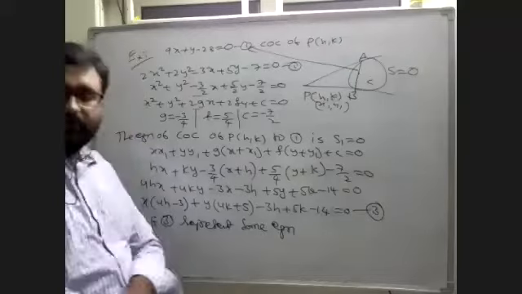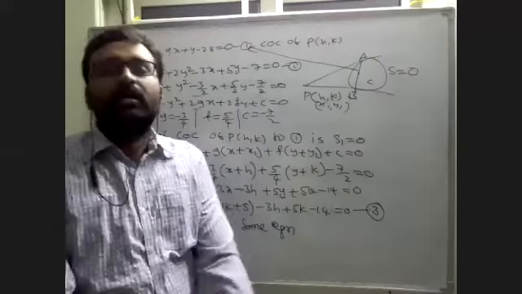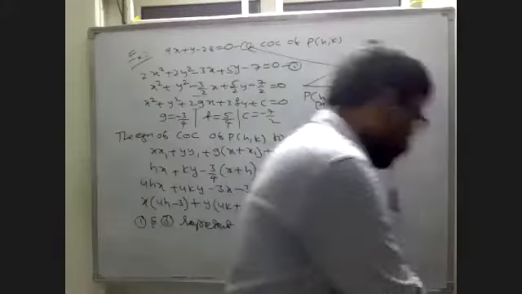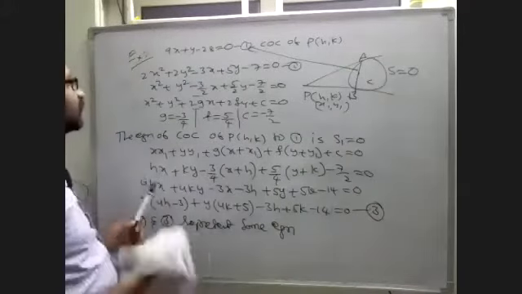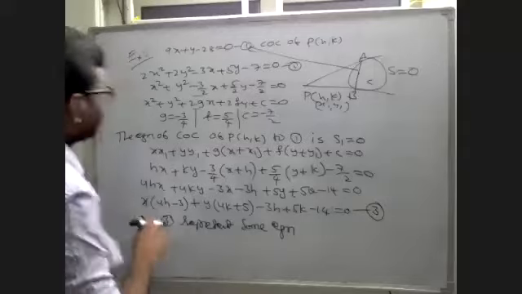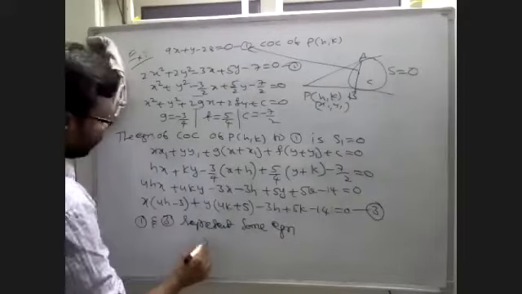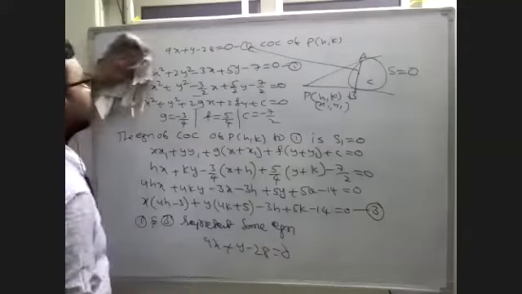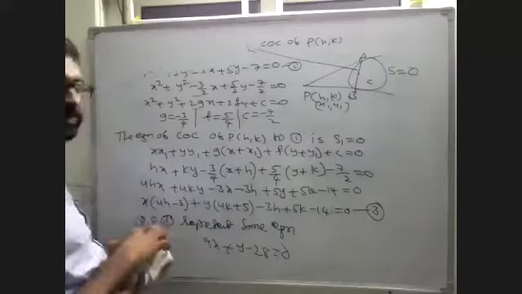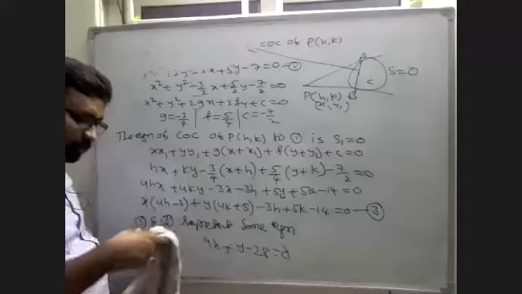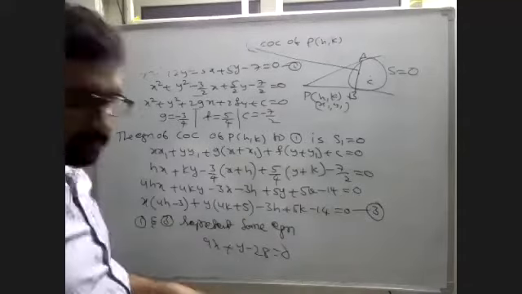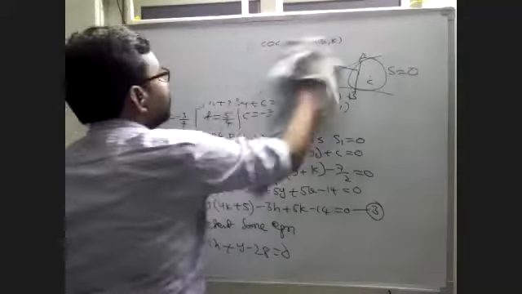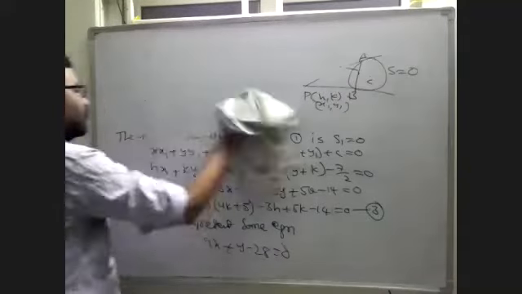Then there is a formula. If two lines are representing the same equation, then a1 by a2 equal to b1 by b2 equal to c1 by c2. So I am erasing this. Before that, I am writing that 9x plus y minus 28 is equal to 0 here. Now I am applying that formula: if two lines represent the same line, then a1 by a2 equal to b1 by b2 equal to c1 by c2. Now I am applying that formula to find the h comma k values.